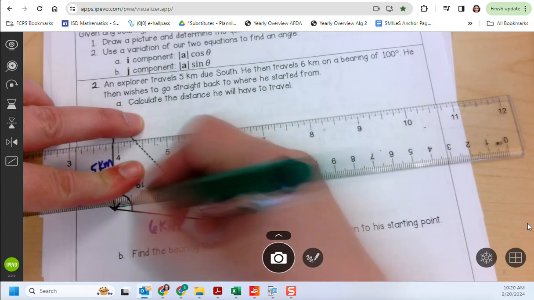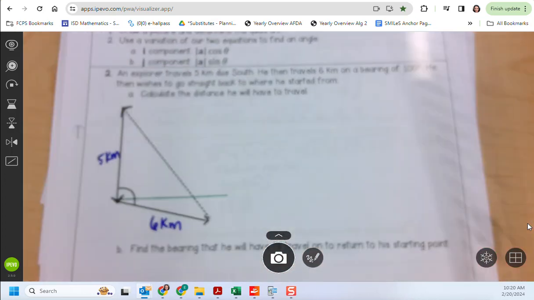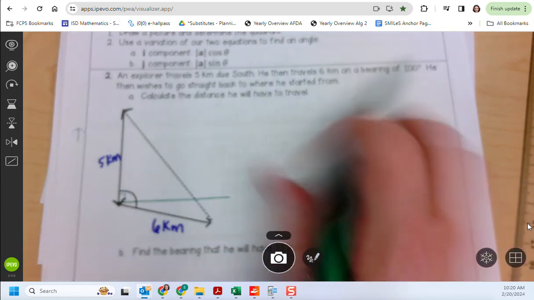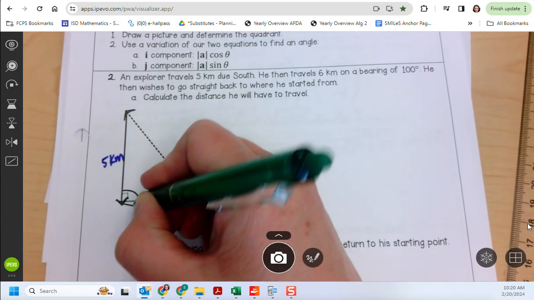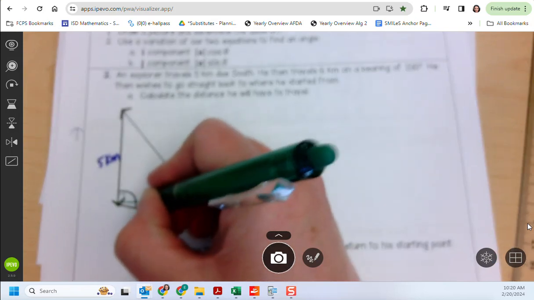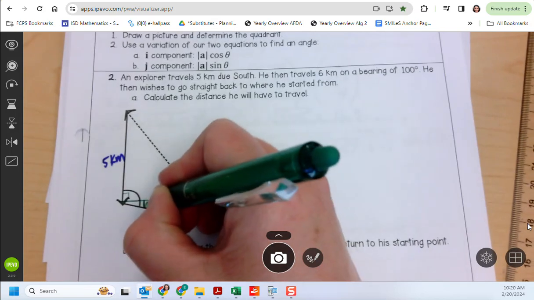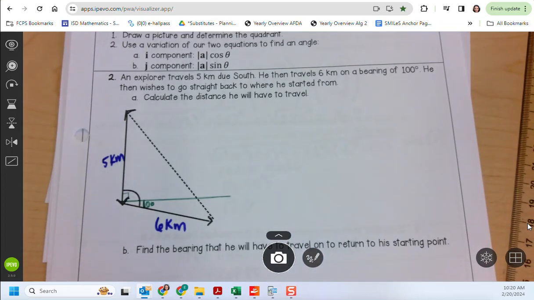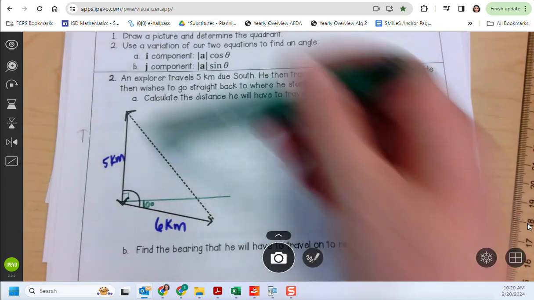So I'm going to draw this horizontal line so that I can see that this is my 90 degrees right here. And if I have a bearing of 100 degrees, it's 90 degrees plus 10 degrees, so this one in here is 10 degrees. Okay, so I just drew a horizontal line so that I could see the 90 degrees and the 10 degrees. All right, so first we have to calculate the total distance he's traveled. So we're just trying to find this dotted line right here.